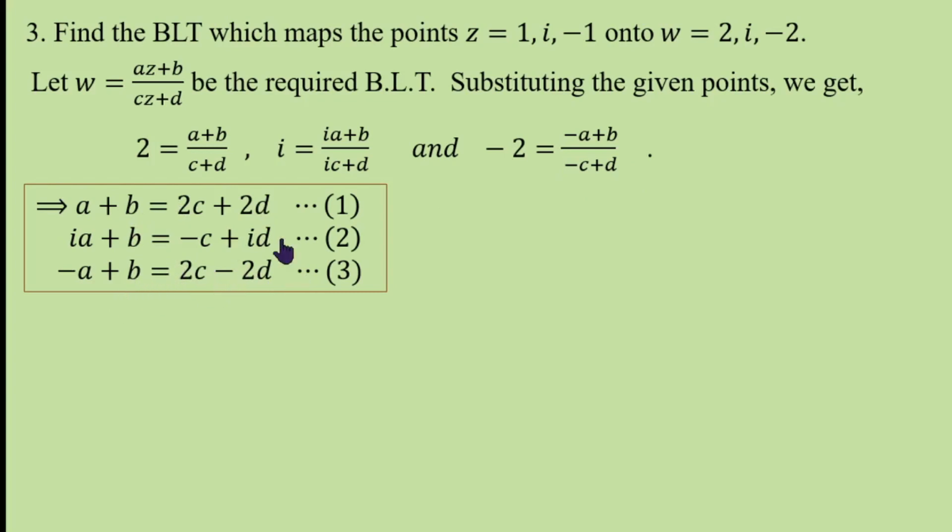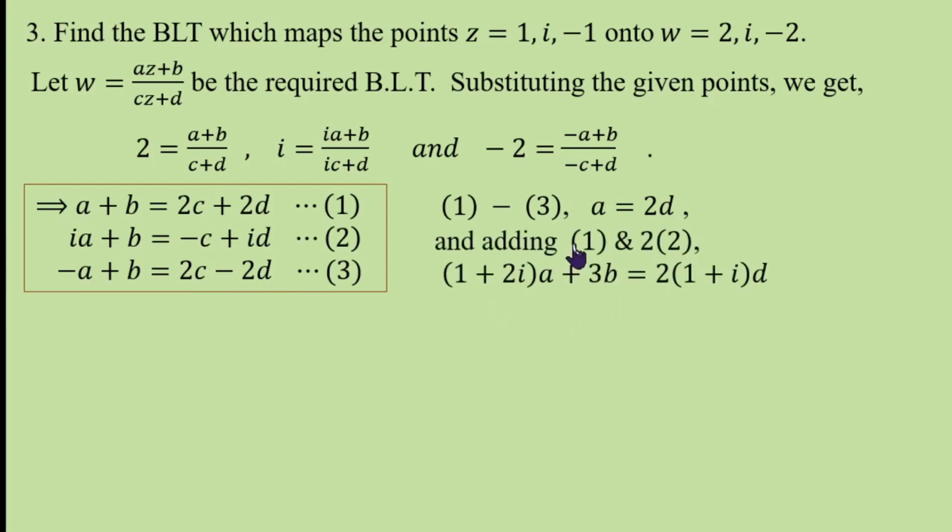Now by adding the first one and the last one, a cancels, b plus b is 2b, 2d cancels, 2c plus 2c is 4c, so 2b is 4c, or b equals 2c. So we got b equal to 2c. And similarly, subtract the third from the first, 1 minus 3. So you will get a minus minus a, that is 2a, b cancels, c cancels, 2d minus minus 2d is 4d, so 2a equals 4d, which means a equals 2d.